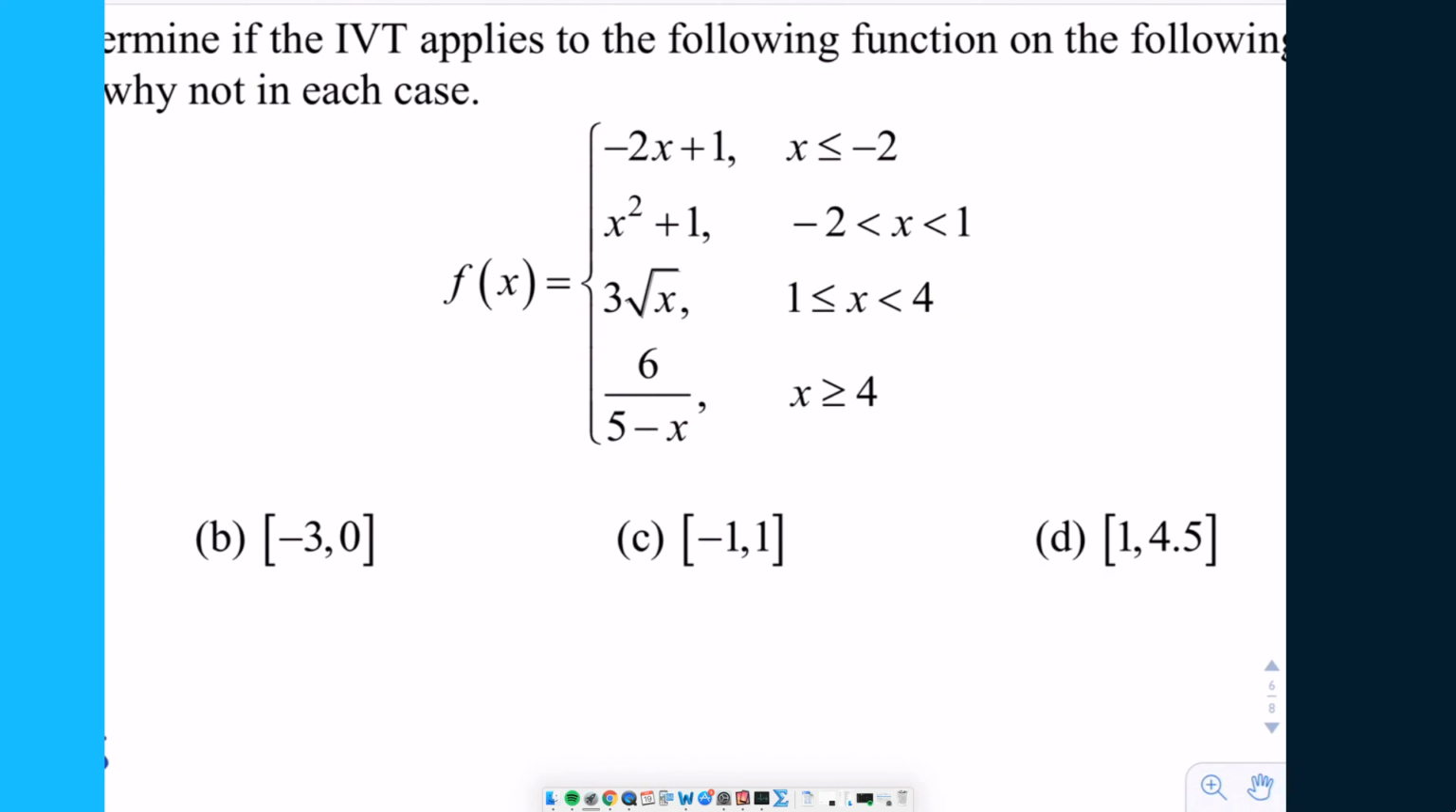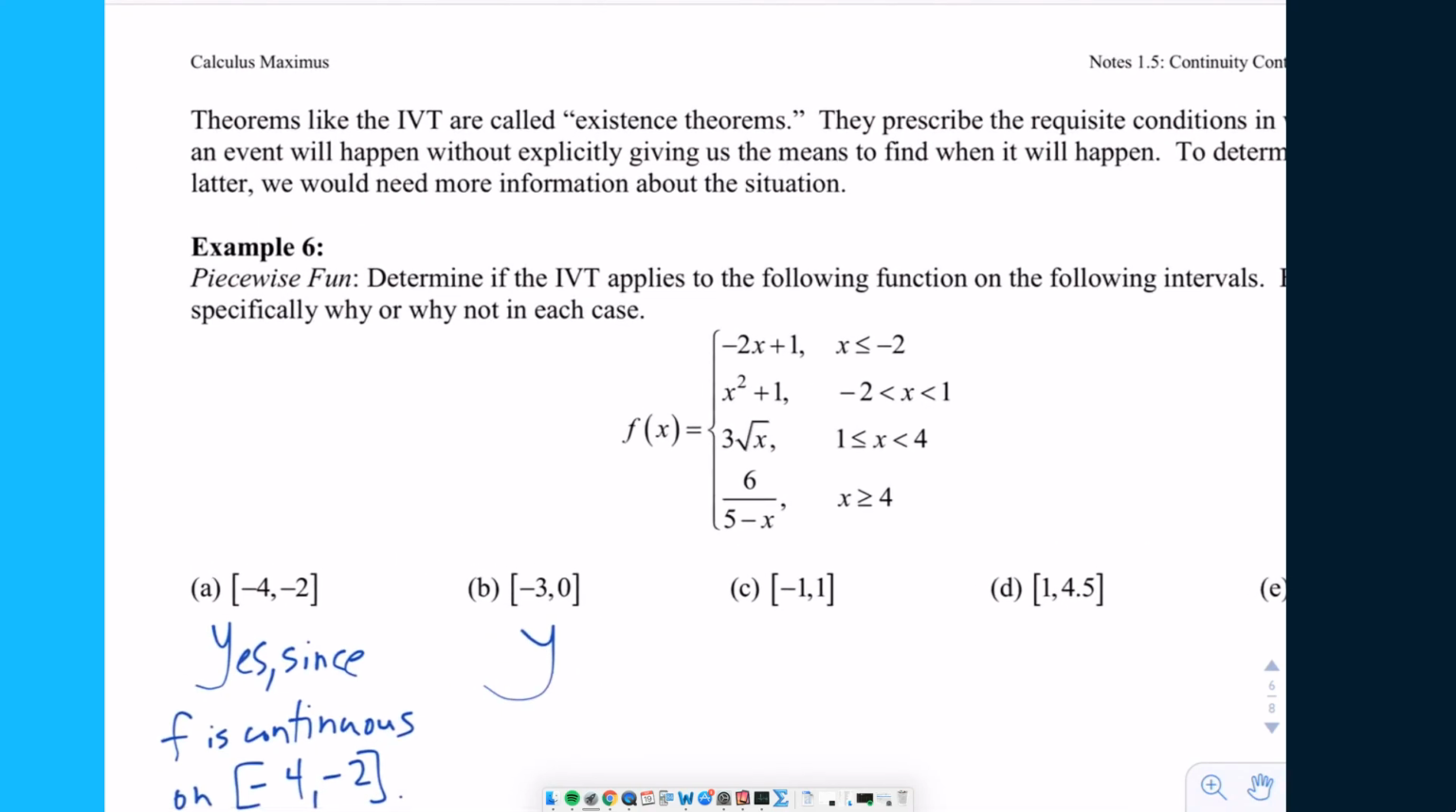What's the limit from the left? Plug in your -2, you get 5. That's also the function value. So there's 2 of the 3 already. What's the limit from the right at -2? 5. Does 5 equal 5 equal 5? Yes. So is it continuous from -3 to 0? Yes. All right, we'll pick up there tomorrow at 6C.